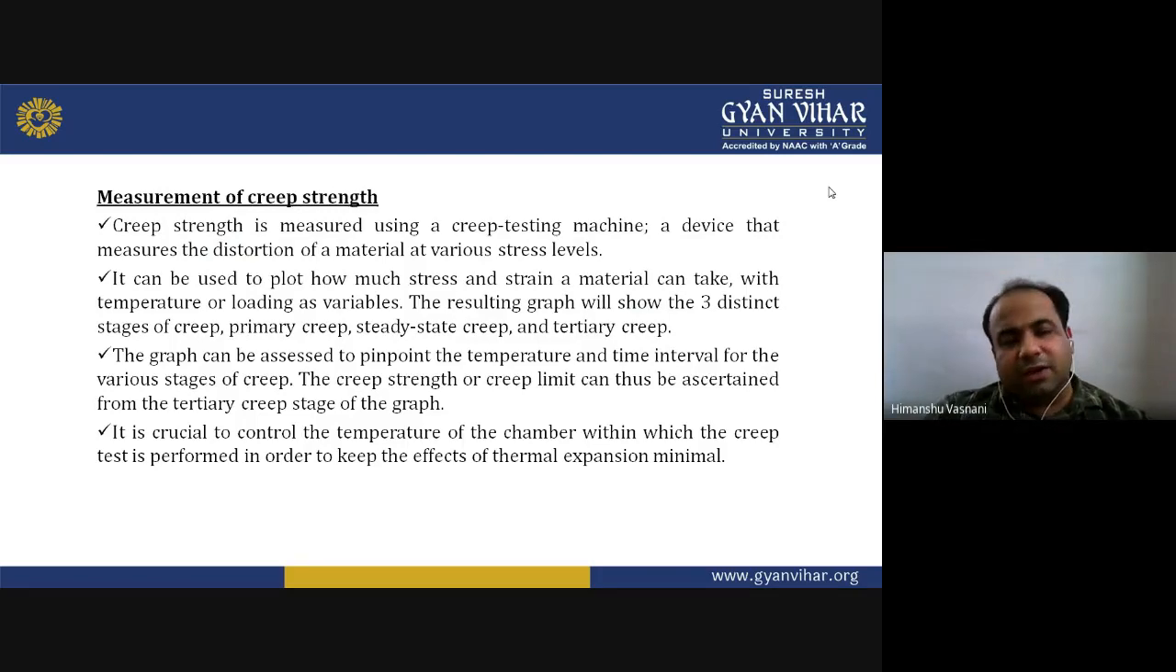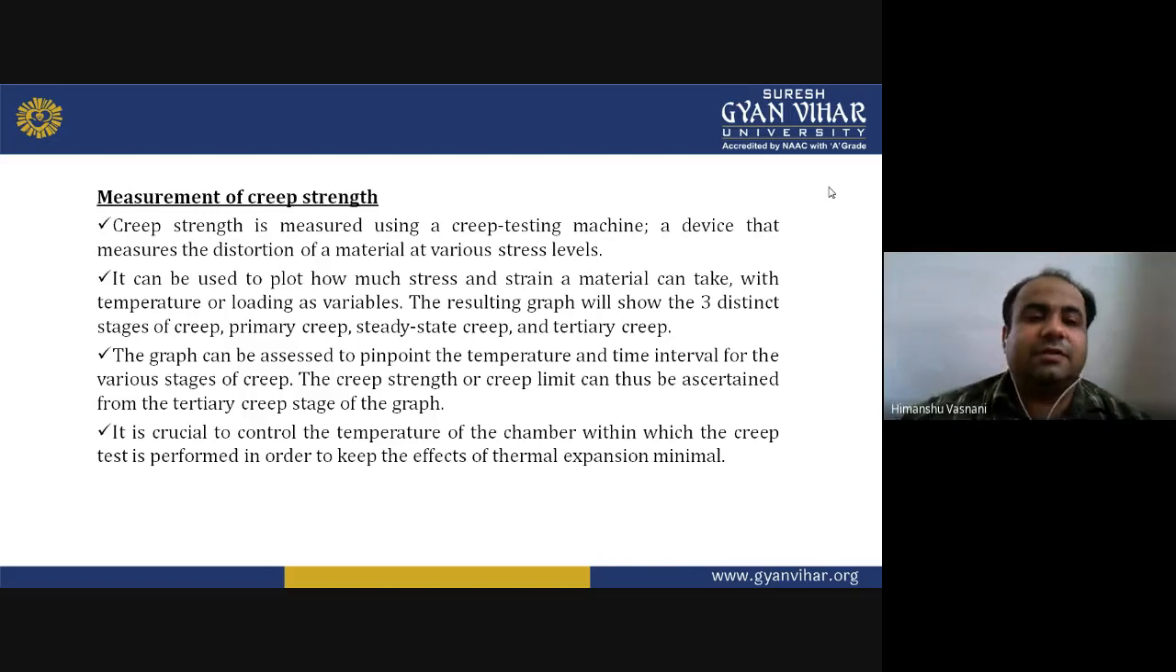So till now we studied creep, the different stages of creep, and other things related to creep. Then there is also measurement. If you want to, you can measure the creep strength. Creep strength is generally measured using a creep testing machine, a device that measures the distortion of a metal at various stress levels. It can be used to plot how much stress and strain a material can take, with temperature or loading as variables.